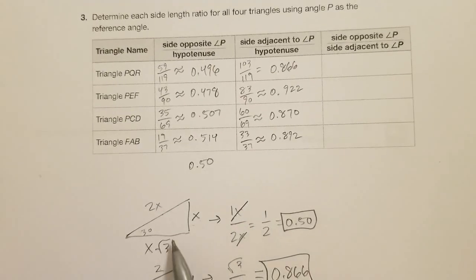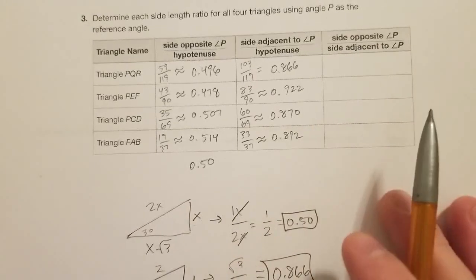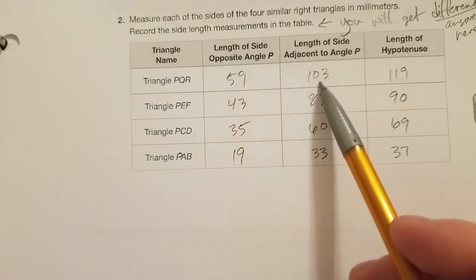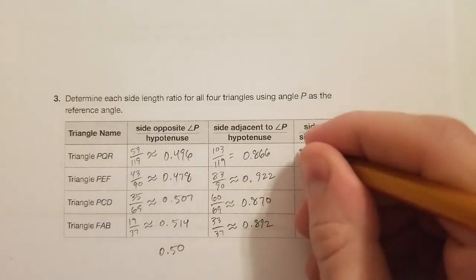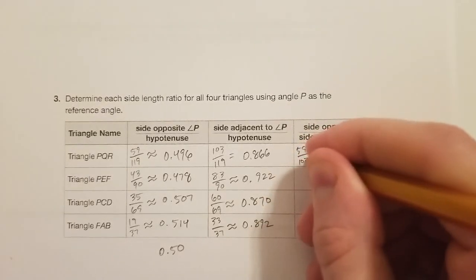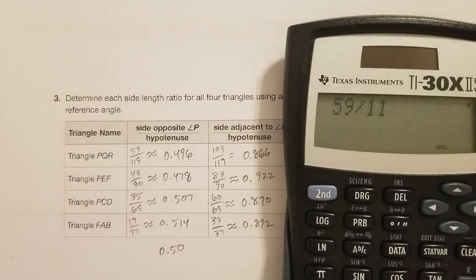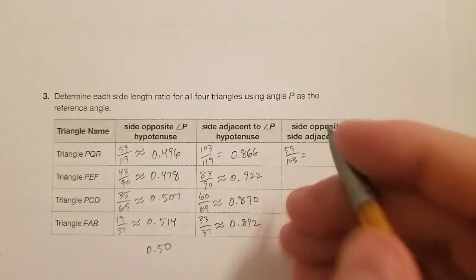And then the last one, I want the opposite over the adjacent. So I want the opposites over the adjacents. I want to do the first one, 59 over 103. And I'm going to get 0.573.